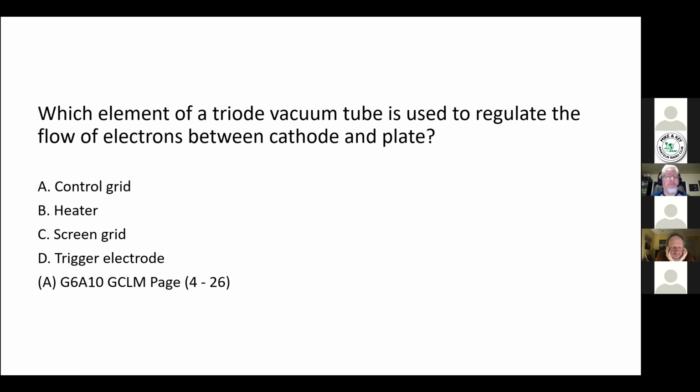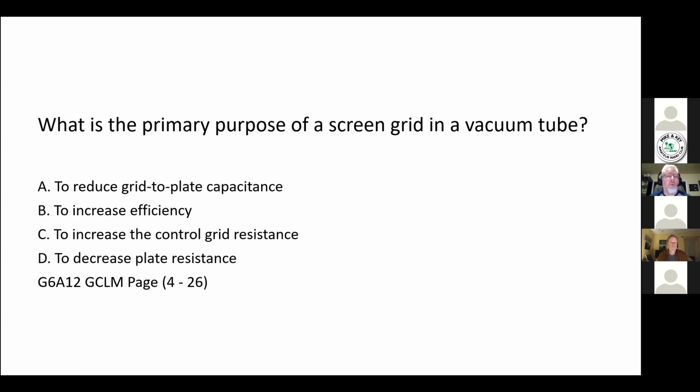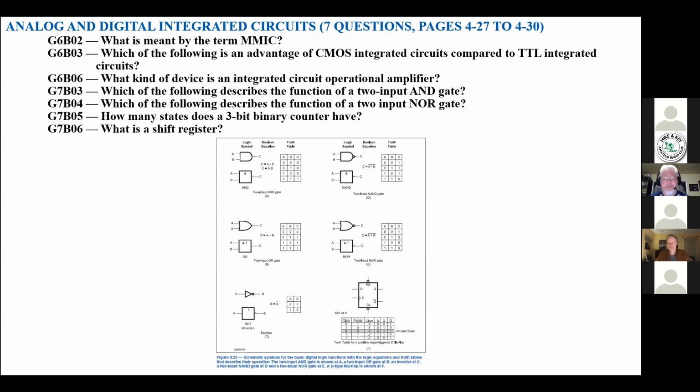Yeah. The screen grid is a help to reduce the excess capacitance found in there. What is the primary purpose of a screen grid in the vacuum tube? Alpha is correct: grid to plate capacitance. The reason we still talk about tubes is when you get your linear amplifiers for HF, a lot of times they will have tubes in the finals.